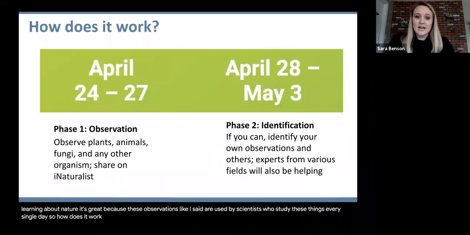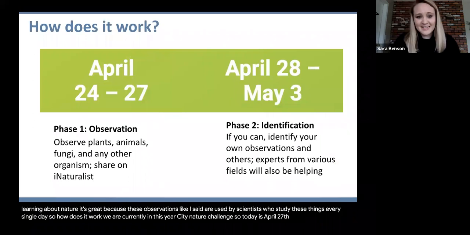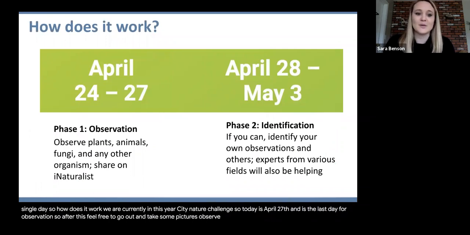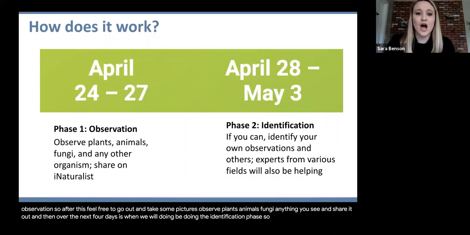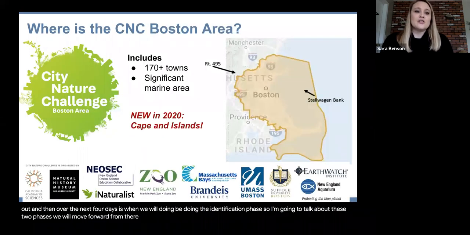So how does it work? We are currently in this year's City Nature Challenge. So today is April 27th, and it is the last day for observations. So after this, feel free to go out and take some pictures, observe plants, animals, fungi, anything you see, and share it out. And then over the next 4 days is when we will be doing the identification phase. So I'm going to talk about these two phases, and we will move forward from there. So this is the City Nature Challenge Boston area.